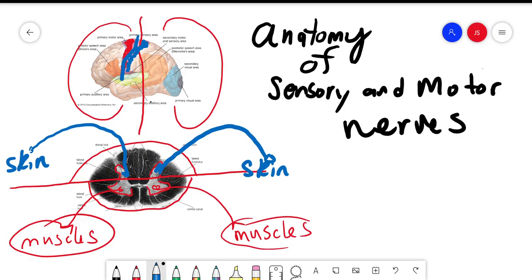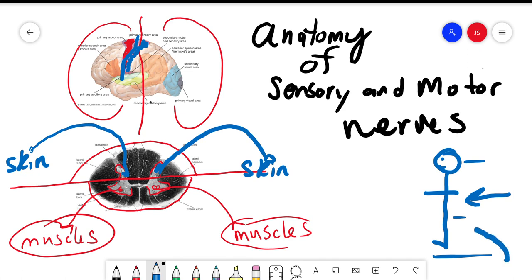So if I drew a little man, the way I really remember this is the direction that we normally walk. We normally walk forward, this direction. But it makes sense that you would kind of move forward based on something acting on you. So the sensory nerves come into the back, and then we can move forward. Motor nerves are in the front.